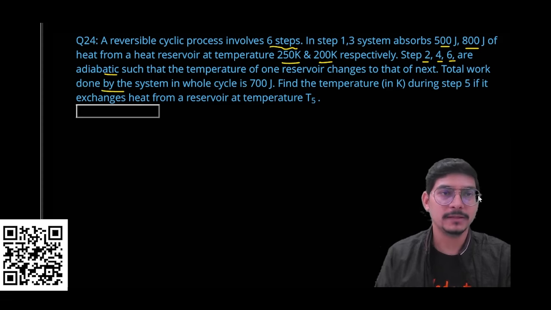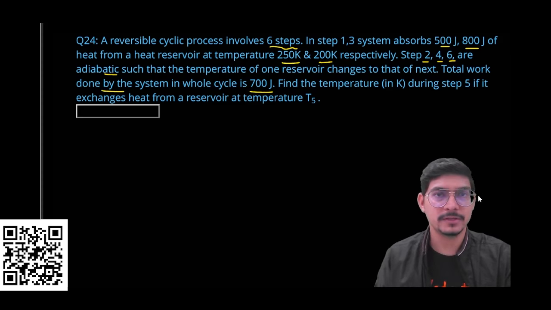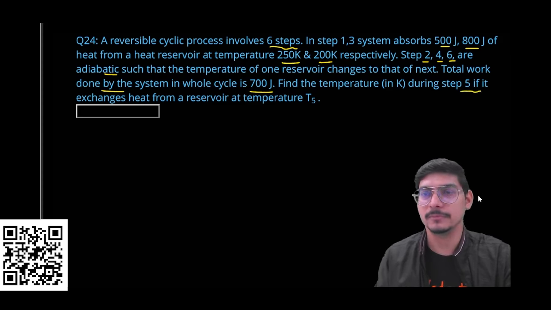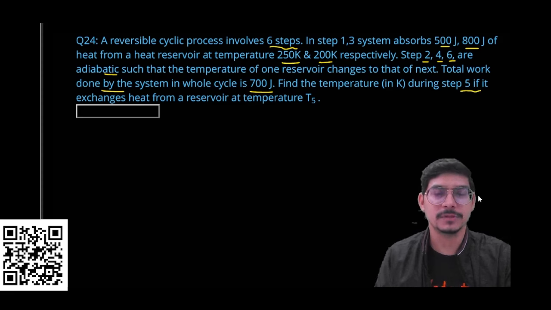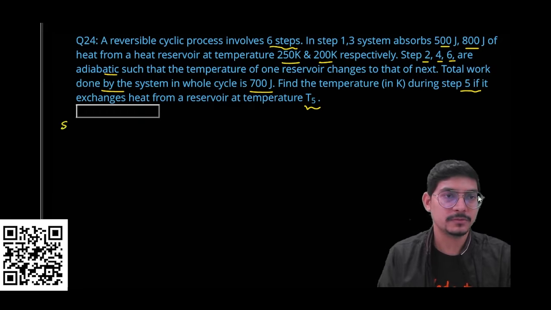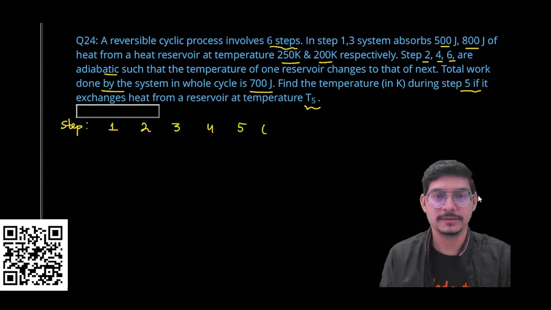Total work done by the system in the whole cycle is 700 joule, and we have to find out the temperature during step 5 if it exchanges heat from the reservoir at temperature T5. So basically we have to calculate the value of T5 here. This is a reversible cyclic process that involves 6 steps. So let us write the steps as 1, 2, 3, 4, 5, and 6.